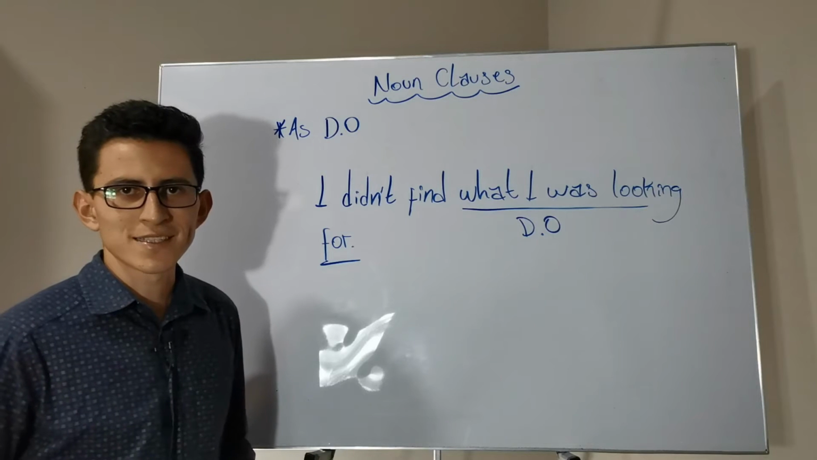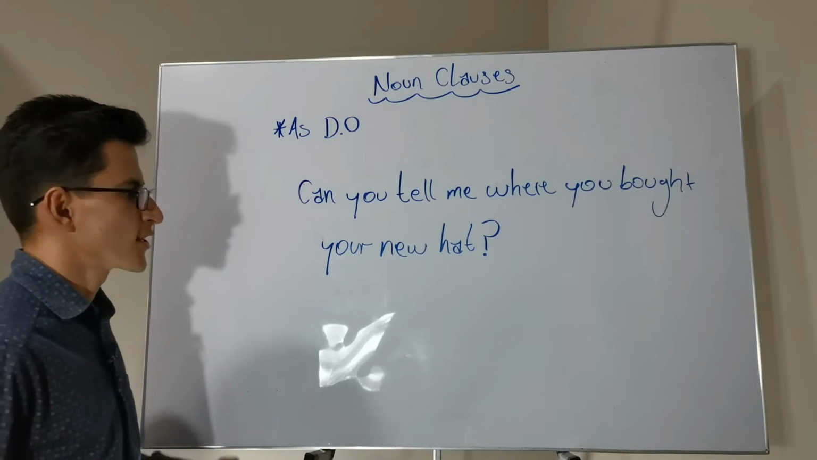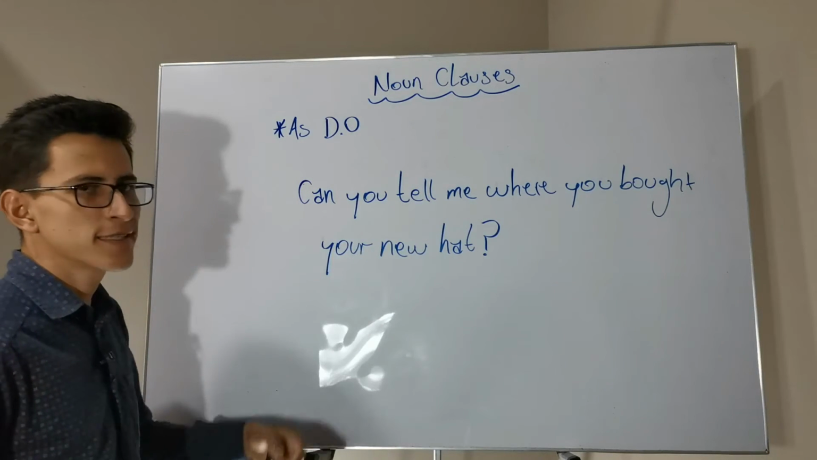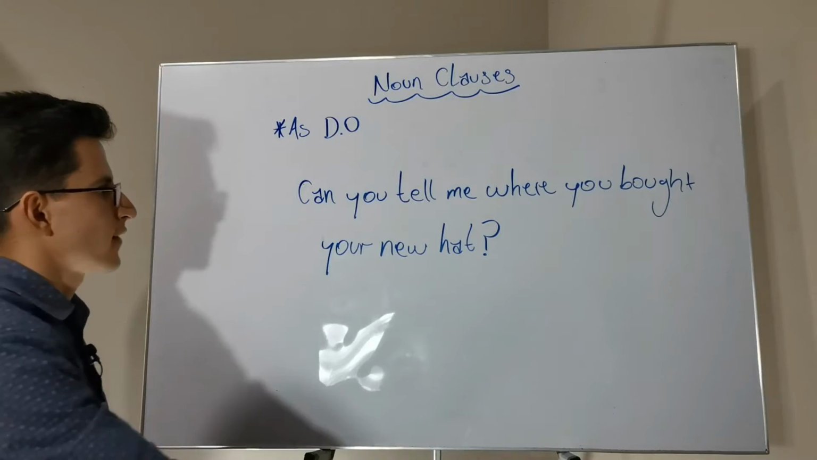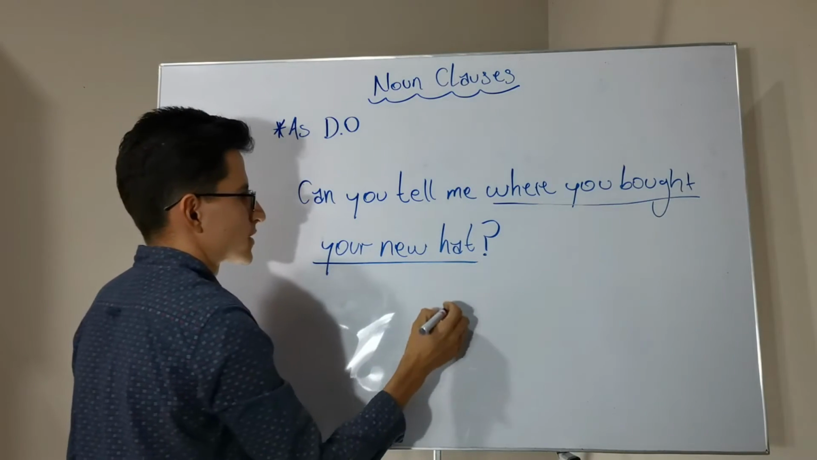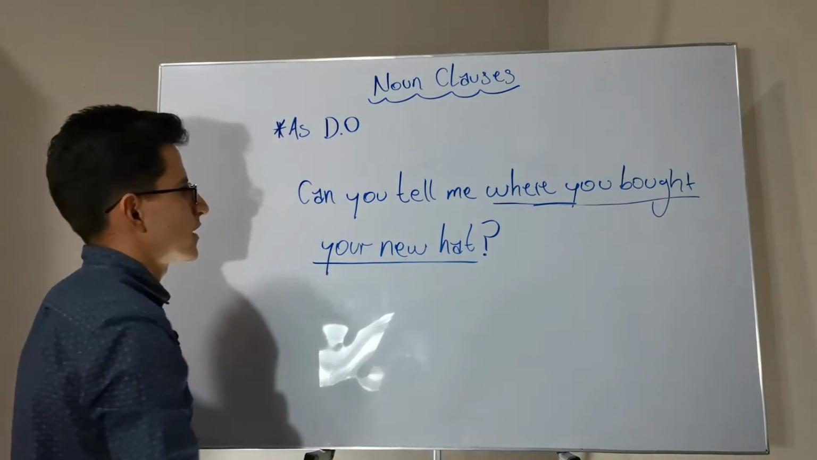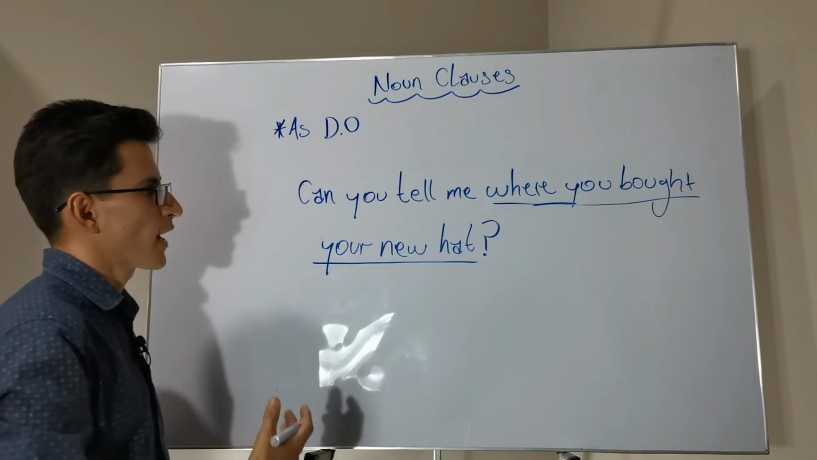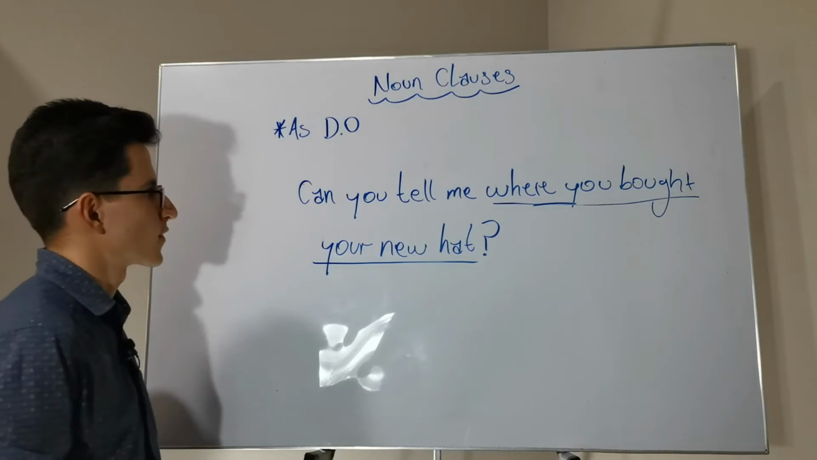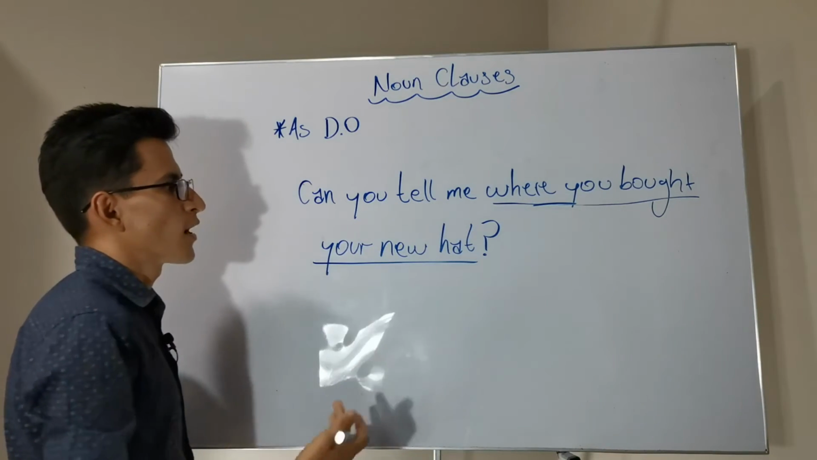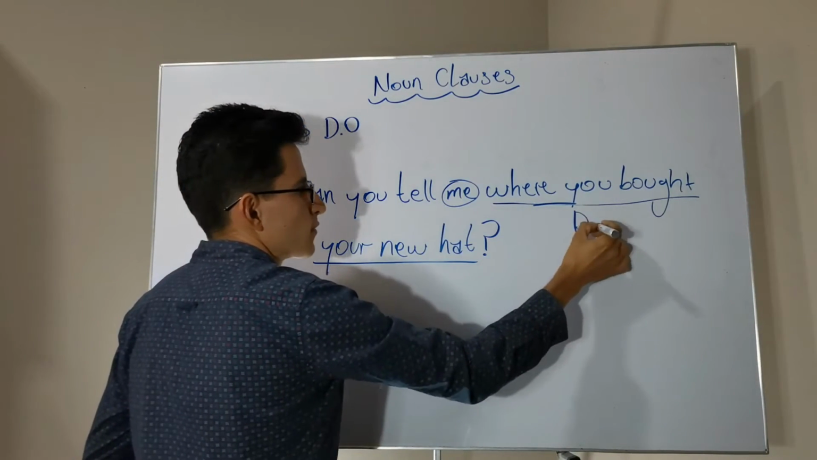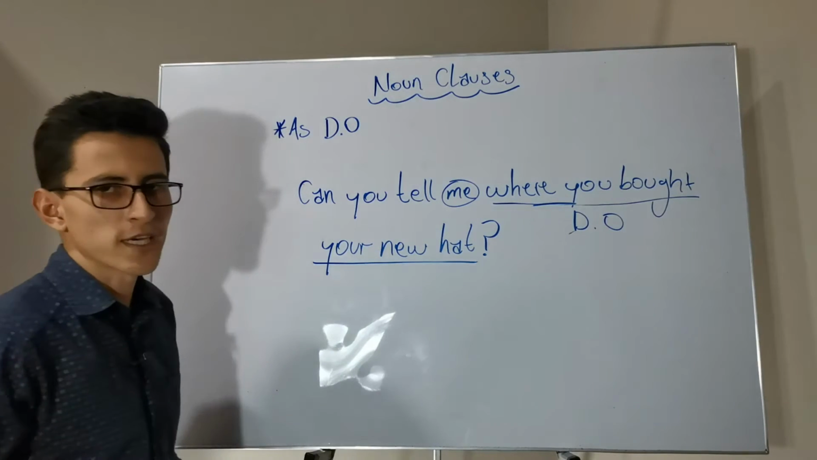Let's check another example. Here we have this other example. Can you tell me where you bought your new hat? In this case, we have this noun clause, where you bought your new hat. If we do the same as in the previous one, we have to ask the question what or who after the transitive verb. Can you tell me what? Here we have an indirect object, but here we will find the direct object.